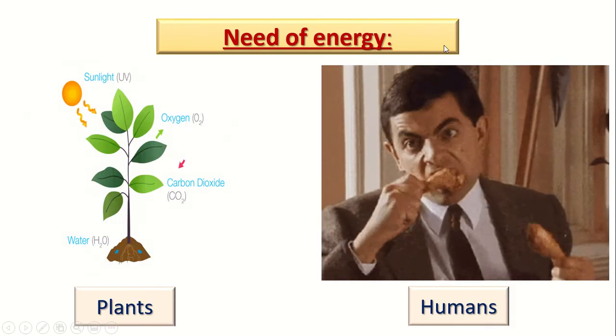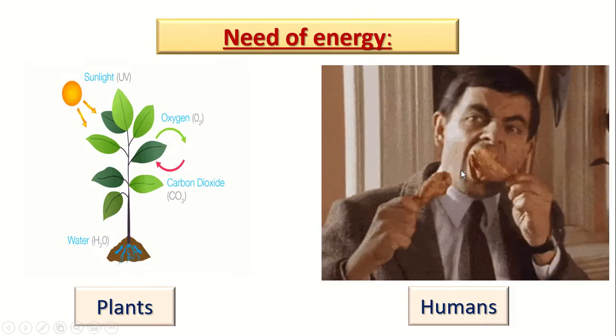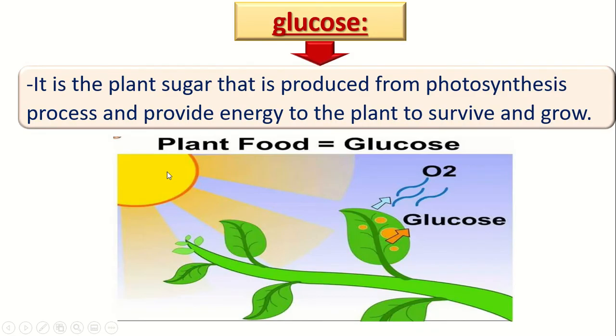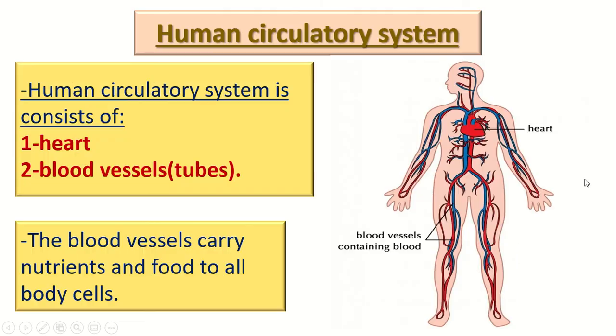Okay, and as we said, we can get energy by eating food, and the plant gets energy by the photosynthesis process. In the photosynthesis process, the plant produces glucose sugar, and the glucose sugar is the source of energy of the plant, which helps it to survive and to grow.